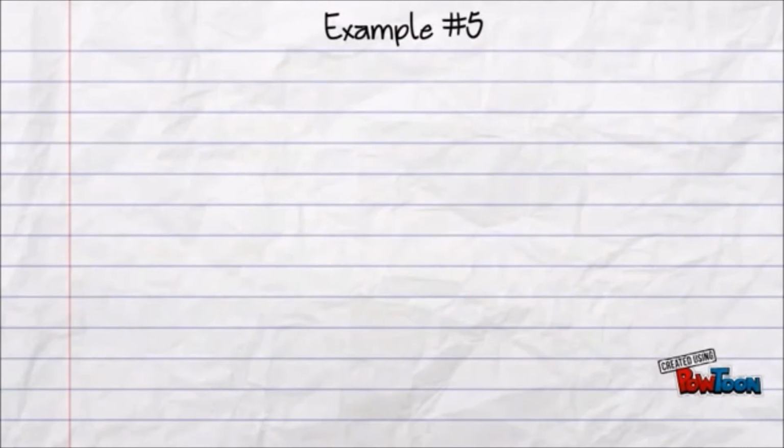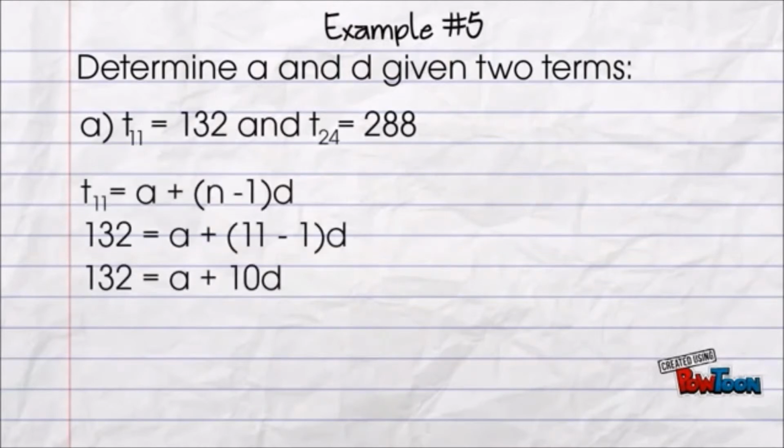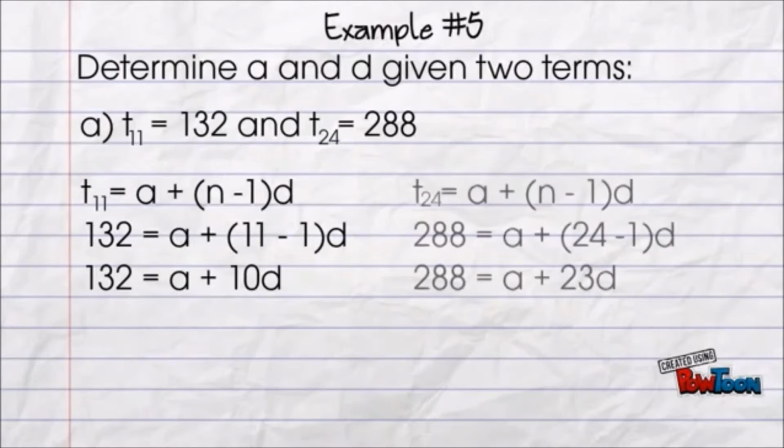Example number 5 asks us to find the first term and the common difference given only two terms of a sequence. To tackle this problem, we should first make two separate formulas, where we input T11 equals 132 and T24 equals 288 into two separate arithmetic sequence formulas. From there, we get 132 equals a plus 10d, and 288 equals a plus 23d.